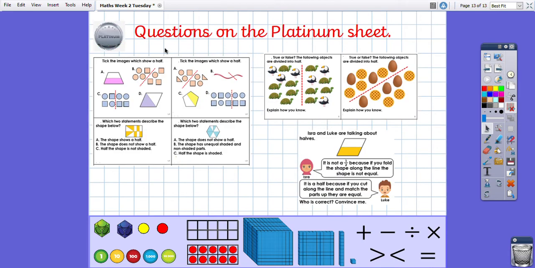And platinum, you have got some questions on this sheet. You've got to tick the images that show a half, again like the others, find the statement, and then you've got a nice problem here. You need to convince me who is correct.